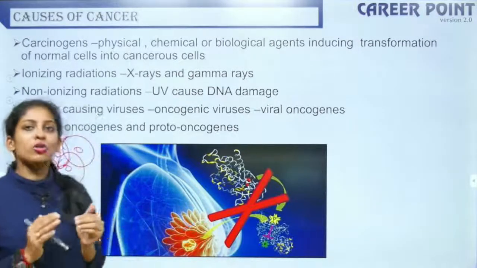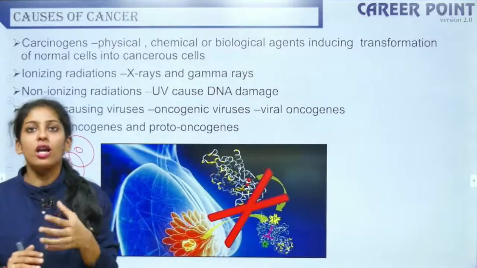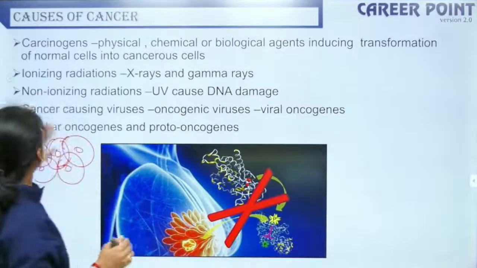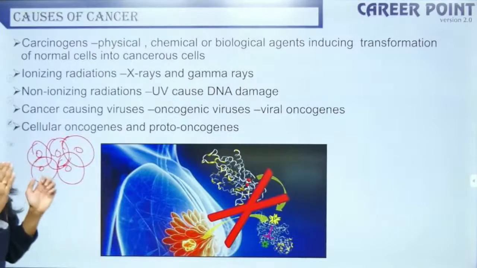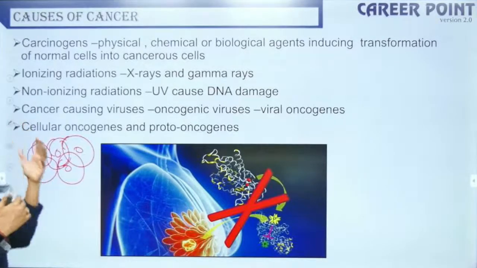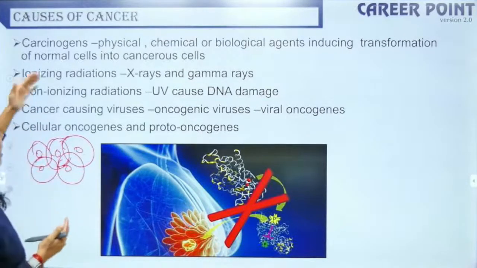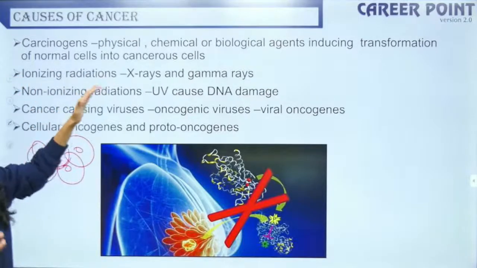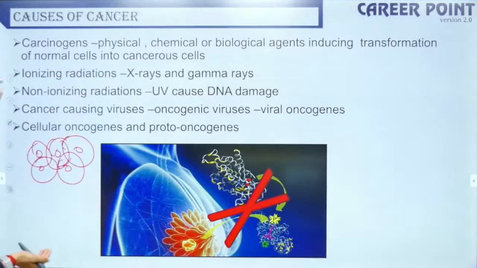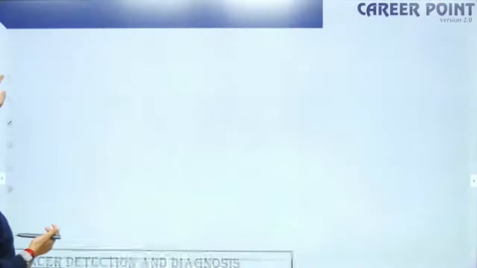So there are also cancer genes in our body which we call proto-oncogenes. So carcinogens are the ones which induce cancer. So you have rays, like ionizing radiations and non-ionizing radiations, which can cause cancer. So I told you about oncogenes.